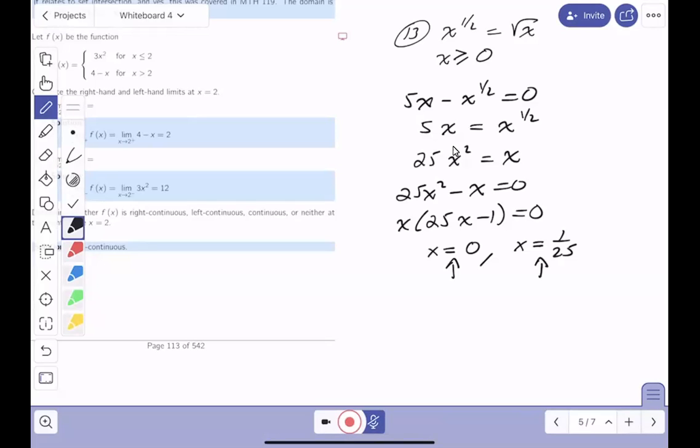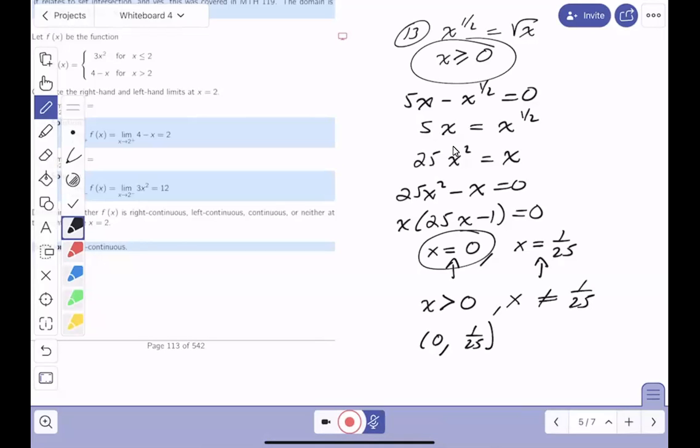So the domain, ready for this? X must be greater than 0. I can't include that. Remember that. You can't include that. I'm looking at this, by the way. So I can't include the 0 now. And X can't be 1 over 25. Let me write down interval notations. 0 up to 1 over 25, don't touch that. Union, start up again, 1 over 25, don't touch that, off to infinity. That's the domain of it.